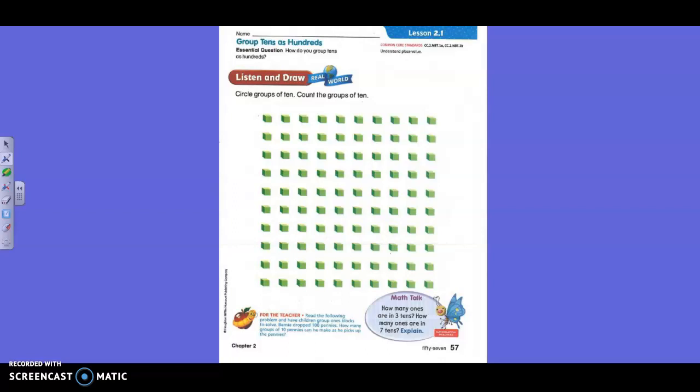Look at the blocks on the page. Those blocks are going to represent the pennies. So pretend like those are all the pennies that are on the floor.